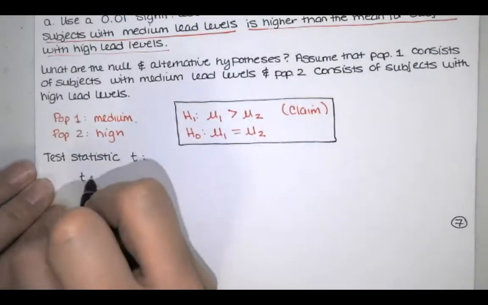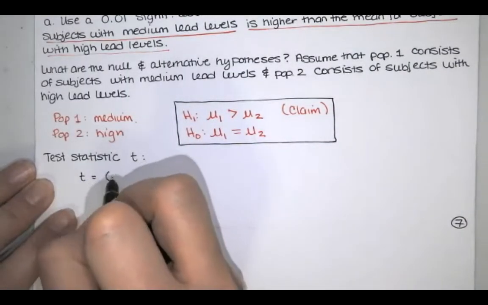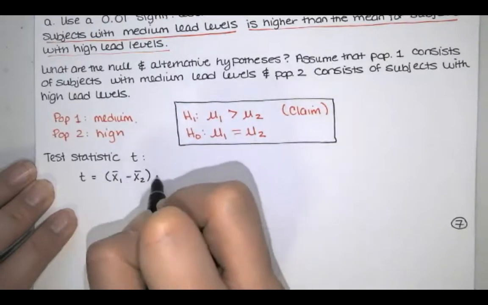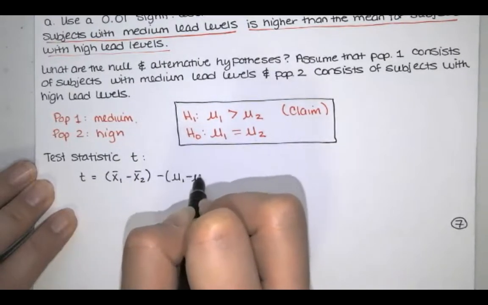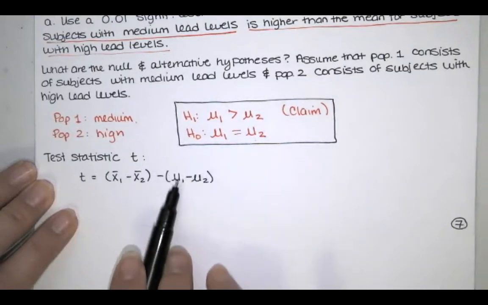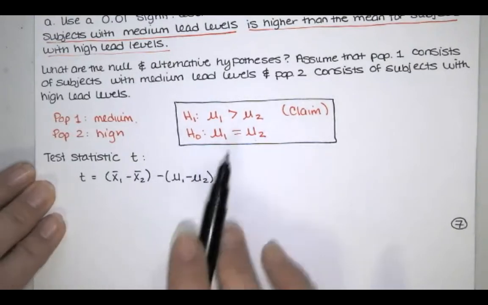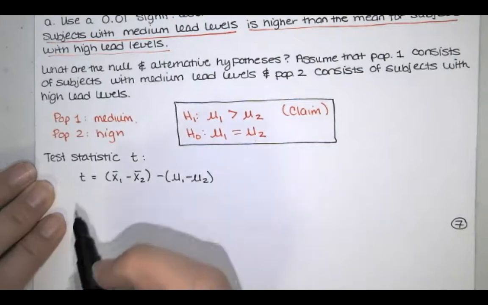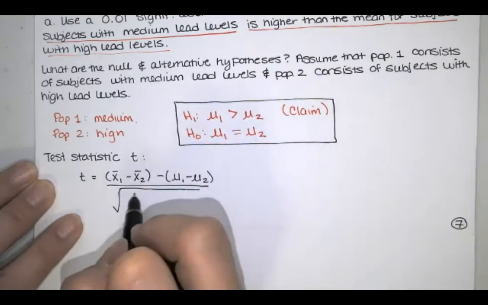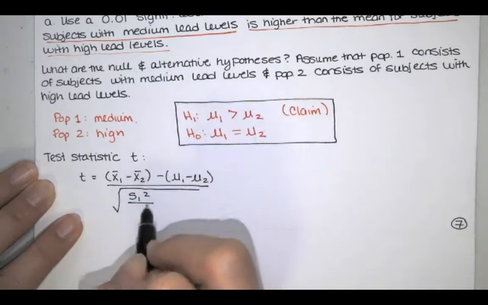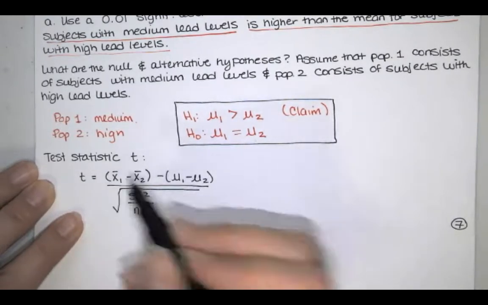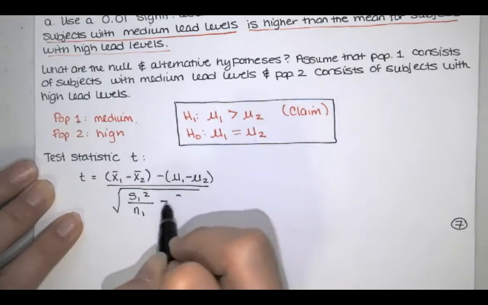Now, the formula for our test statistic t is x sub 1 bar minus x sub 2 bar minus mu sub 1 minus mu sub 2, and this is the value of mu sub 1 minus mu sub 2 assumed in the null hypothesis. And then we're dividing by this expression, which is an approximation of the standard deviation of a distribution of x sub 1 bar minus x sub 2 bar.